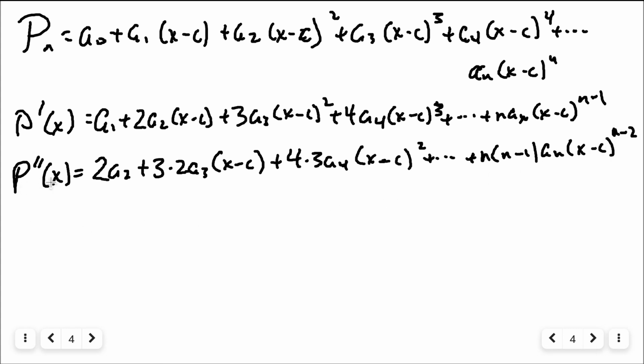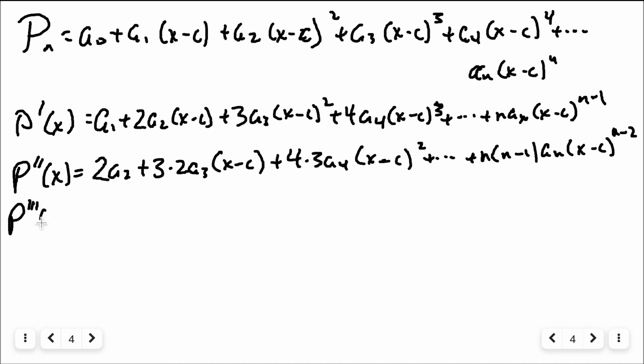All right, and then if I were to plug c in, we did this on the last slide, all these terms drop out. They all have c's in them. They all become c minus c. And I get f double prime of c is equal to 2a2.